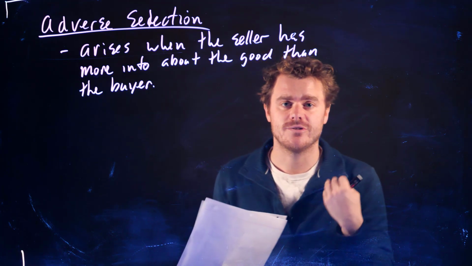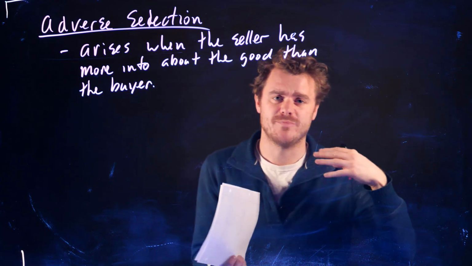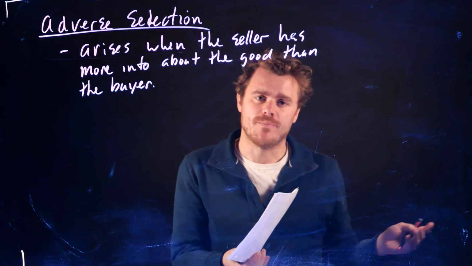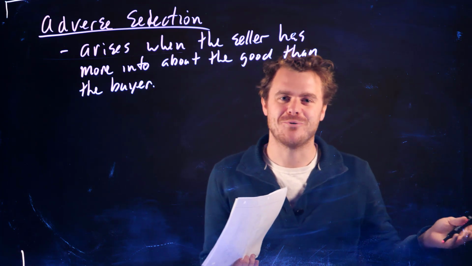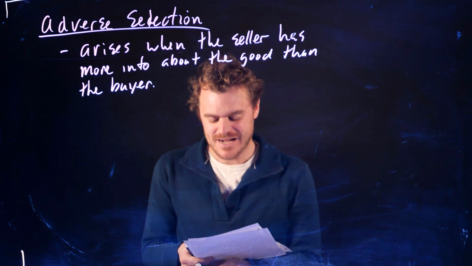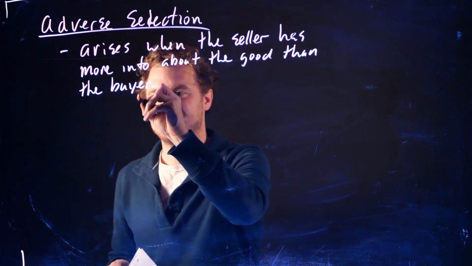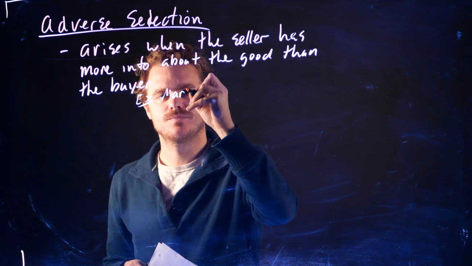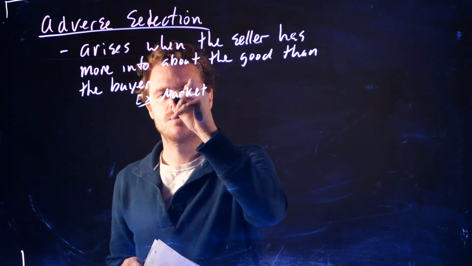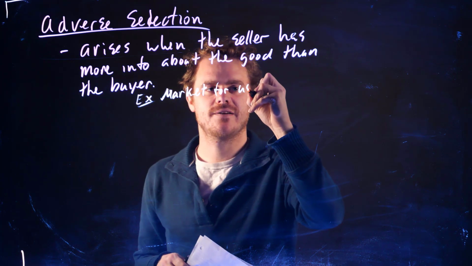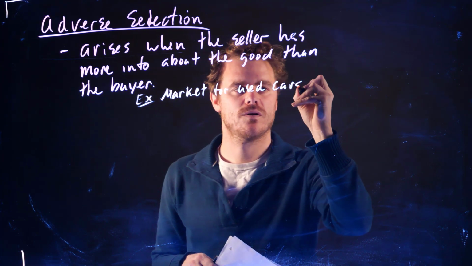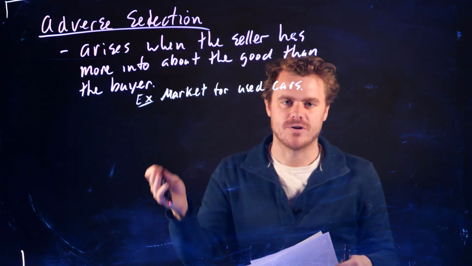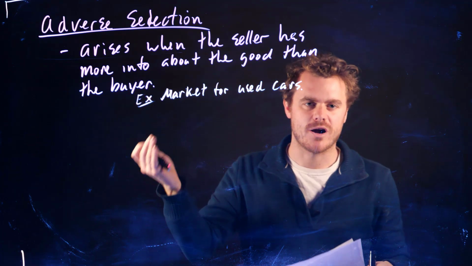If you're selling a good, you likely have more information about the quality of the good, or if you had to repair it a lot, I guess that's related to the quality, right? So a classic example would be the market for used cars. And this is captured by a very famous paper called the market for lemons.